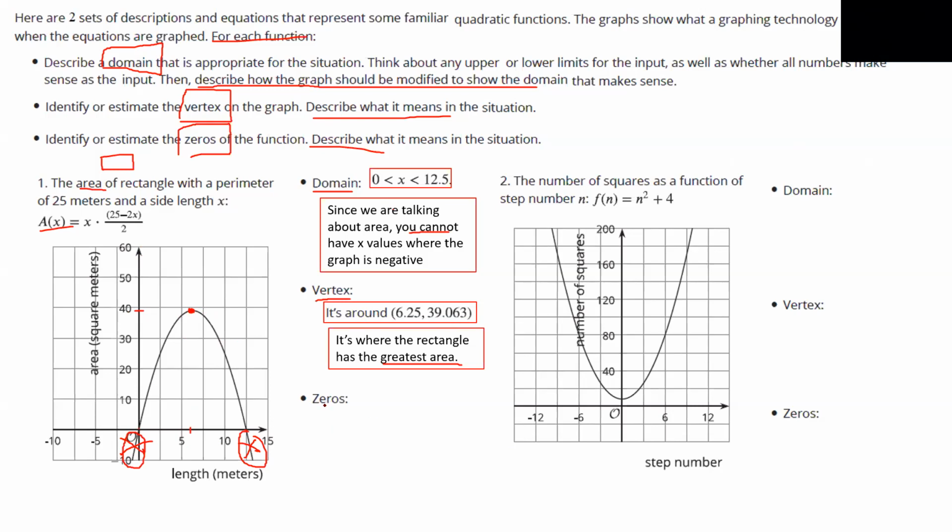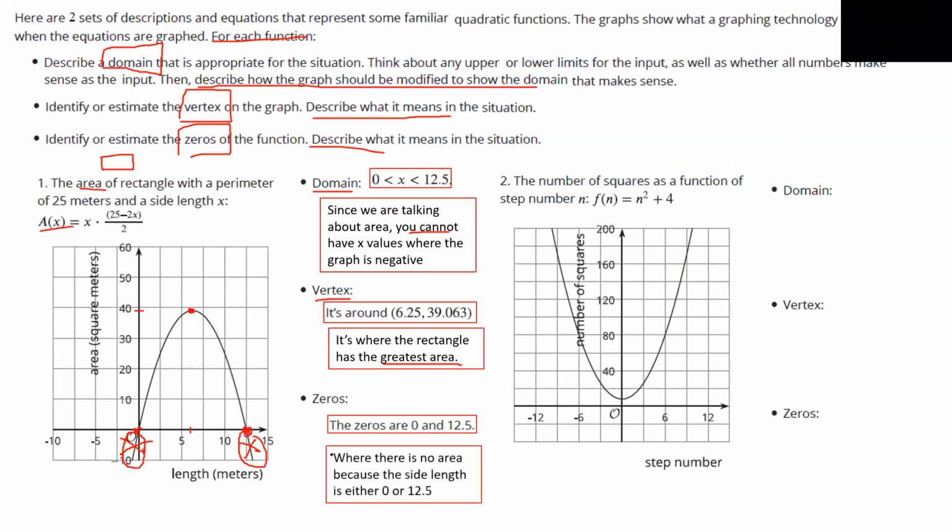And finally, to finish this off, what are your zeros? Go ahead and put the zeros in your answer now. Okay, so the zeros for this problem would be at 0 and 12.5. And what do these points mean? This is where there is no area because the side length is either 0 or 12.5. So these points will not allow you to have an area because at that point you don't have the second length of the rectangle.